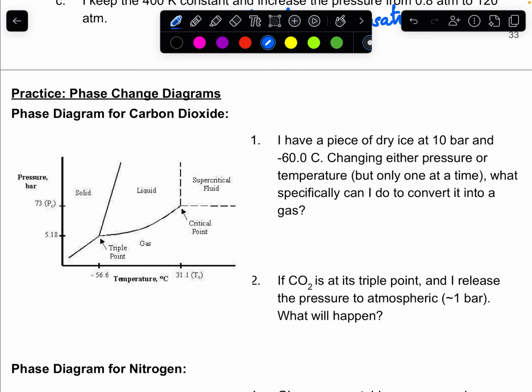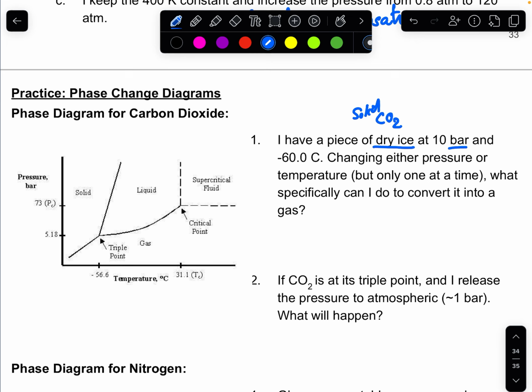Okay, I have a piece of dry ice. Dry ice, you know, is solid carbon dioxide, at 10 bar pressure. Its unit is different, okay? 10 bar pressure and minus 60 degrees Celsius. Changing one of these, but only one at a time, what can I do to convert it into gas?